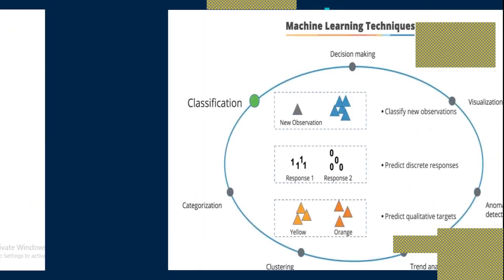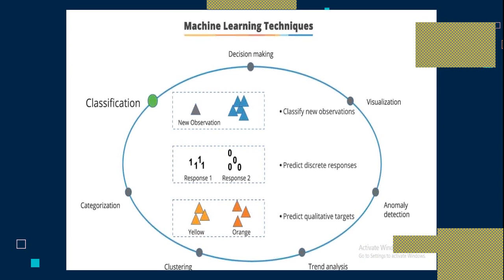So the first is classification technique. So what do you mean by the classification? The classification is a new observation. Here we can predict the discrete responses and predict the qualitative targets. So in classification, we already have some data, label data, and on the basis of some characteristics or feature, we classify that data. That is called a classification problem.